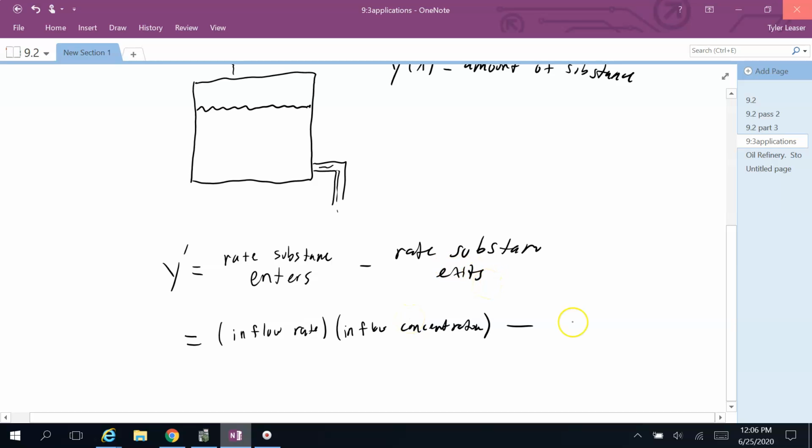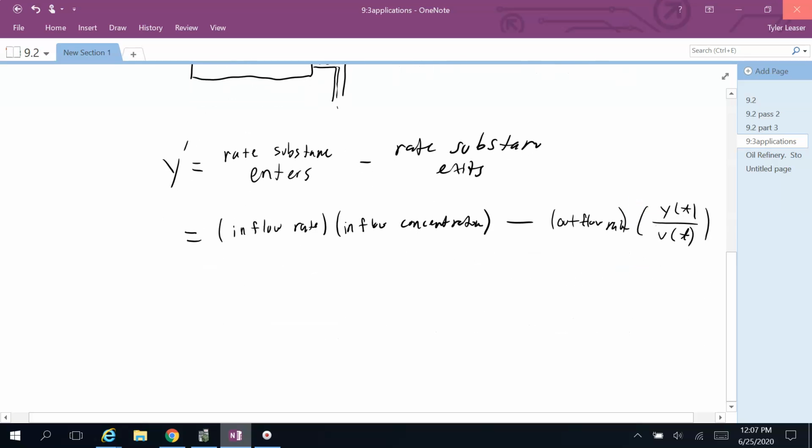Same thing for the rate at which it exits, though we're going to have to be a little bit more careful about it. It is going to be the outflow rate. That's going to remain a constant because we're pumping out the liquid at the same speed. However, the outflow concentration is going to change because as we pump a different concentration in, it's going to change the concentration in our container. The way that we're going to calculate the concentration in the container is to take the amount of the substance in the container divided by the total volume of the container. So this will give us the proportion, or the concentration, of the substance at any given time.